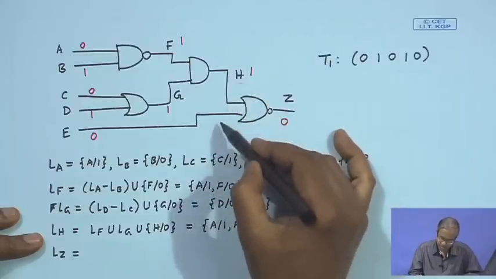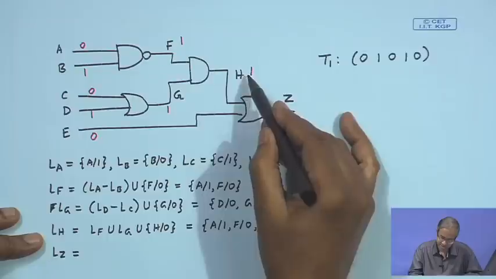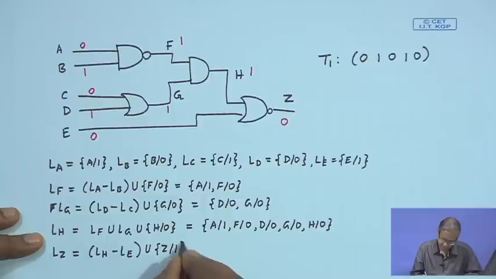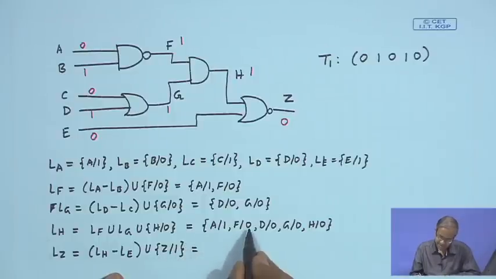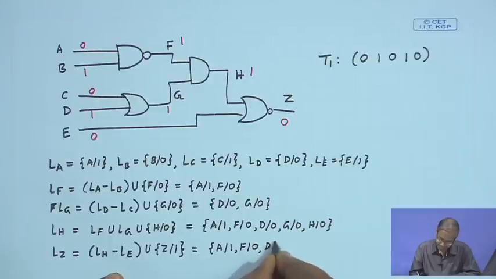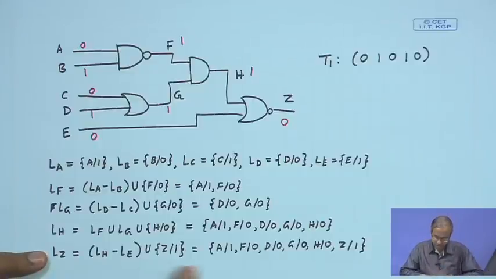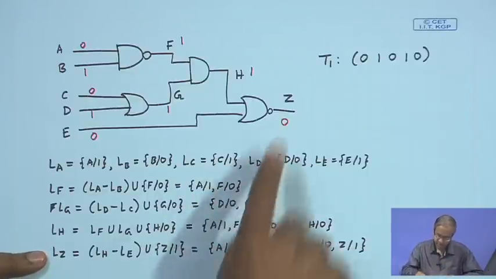And finally, you compute LZ. LZ is a NOR gate with inputs 1, 0. So, to make the output 1, H has to change, but E should not change. So, it will be LH minus LE union Z stuck at 1. So, LH minus LE, there is nothing common. So, this remains, and this one, and Z stuck at 1.